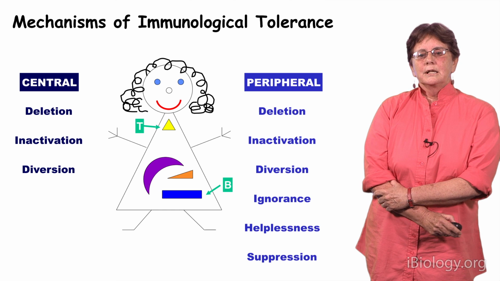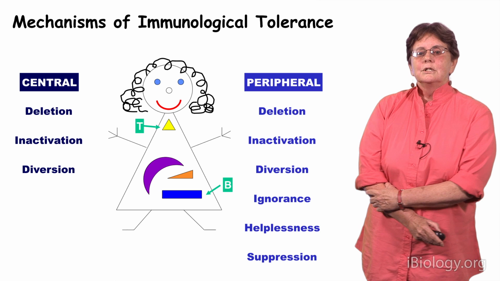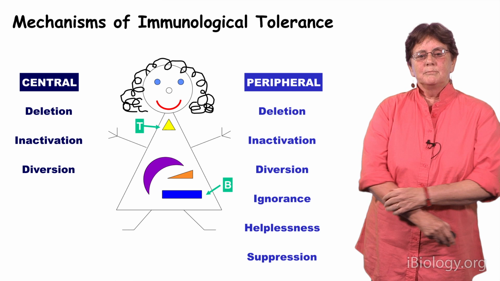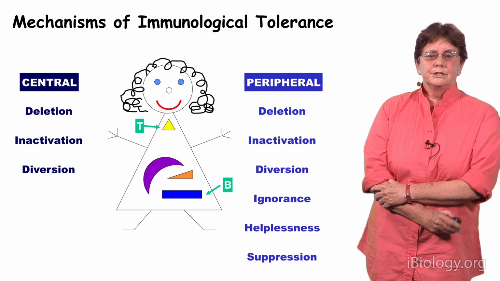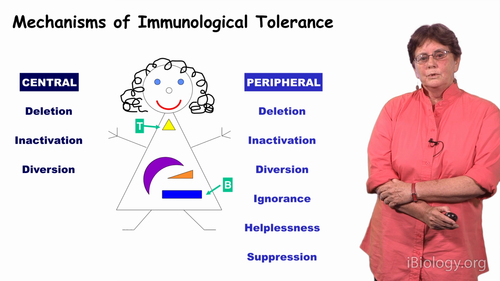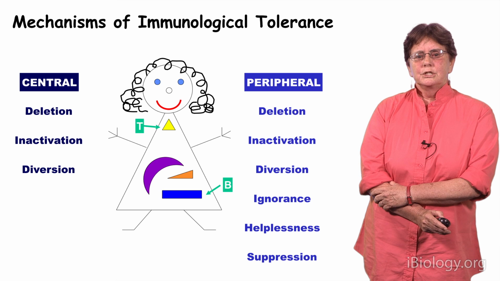So the first three are the same: deletion, inactivation and diversion. But onto this are added three more. So clonal ignorance just refers to the fact that some T cells can escape, but they're quite fine because the antigen that they see is hidden from the lymphocyte circulation. So for example, it might be an antigen which is in a cell that's behind the blood-brain barrier, or it might be an antigen which is in the eye, which is thought to be quote-unquote immune-privileged, or an antigen which is in the testis. And so normally these are not seen unless there's some kind of damage to these different tissues which releases the antigen into the circulation.